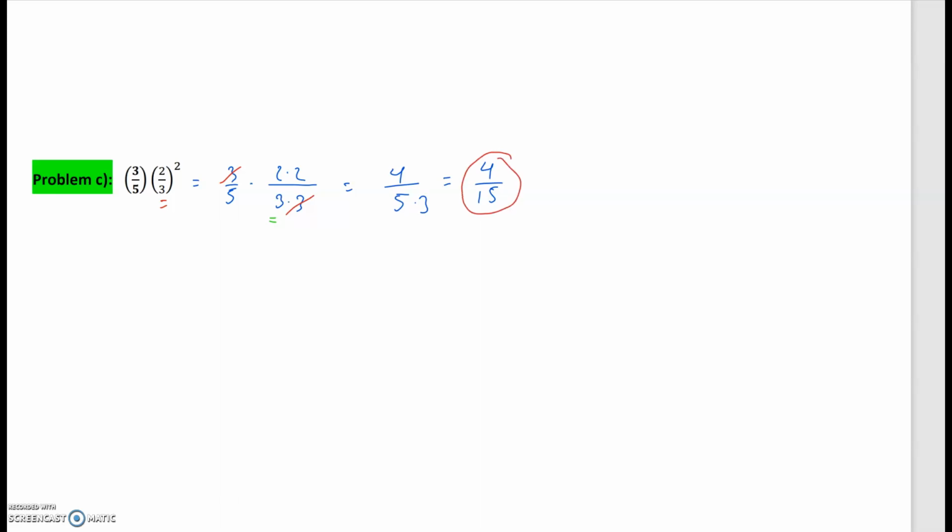And let me double check again. I almost missed that 3. And just in case you missed it, I was referring to that 3. Okay, in this case, that's actually it. Let's move on to the next one.